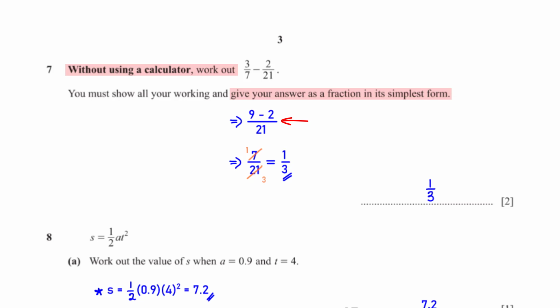For 2 over 21, since we multiply 21 by 1 to get the LCM, we also need to multiply the numerator by 1. So 2 times 1 is 2. 9 minus 2 is 7. 7 goes into itself 1 time and goes into 21 3 times. So we have 1 over 3.